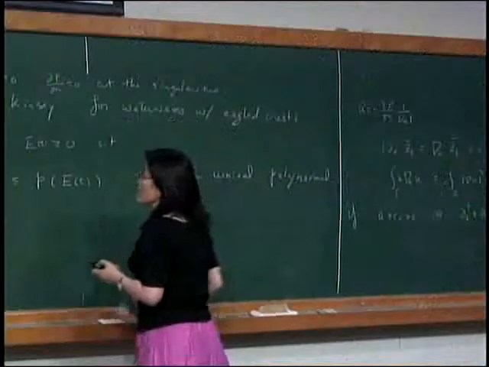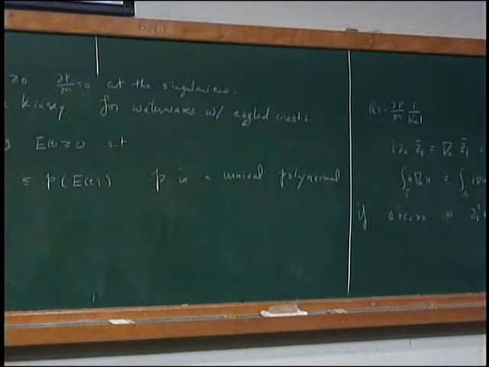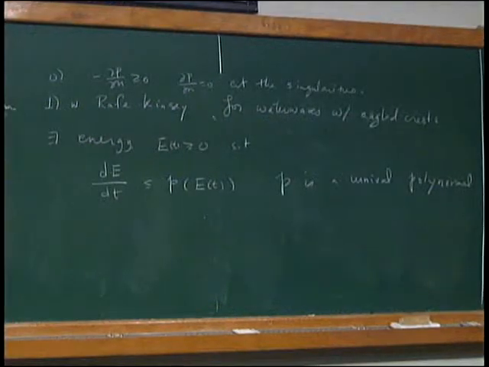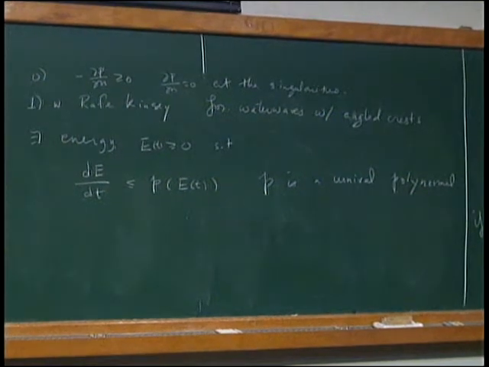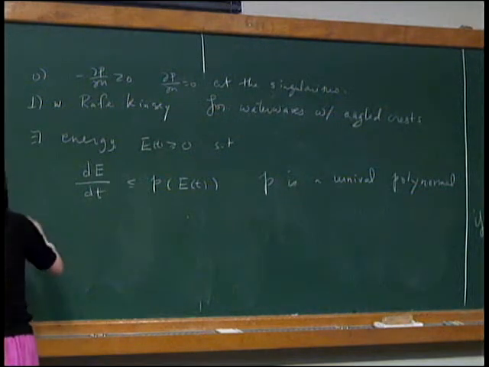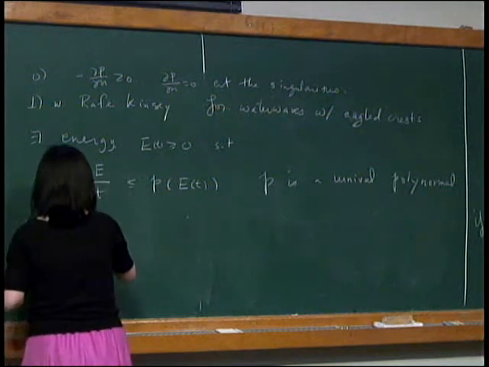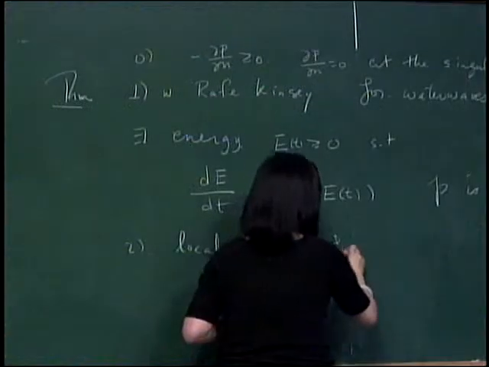Okay. Now with singularity, with negative dp/dn greater than 0 only, we can build the energy functional so that the energy functional satisfies such an inequality. That means if the initial energy is finite, it remains finite for a short period of time. And the second part is there's a local well-posedness, local existence in the energy space.